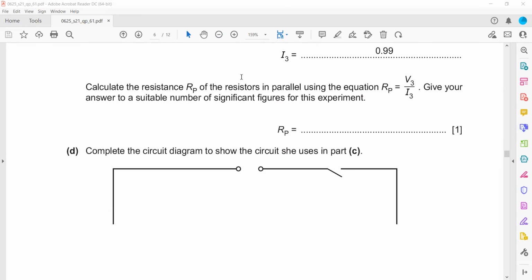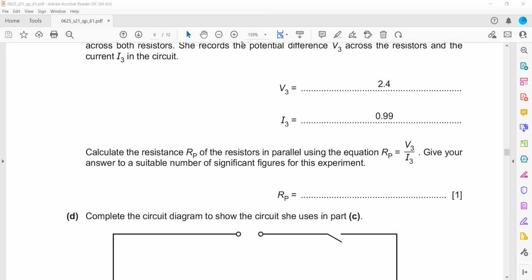So calculate the resistance when they are connected in parallel. Again, V3 divided by I3. So that is 2.4 divided by 0.99. So 2.4 divided by 0.99 is equal to 2.42. So 2.42 ohm, that is the resistance in parallel.